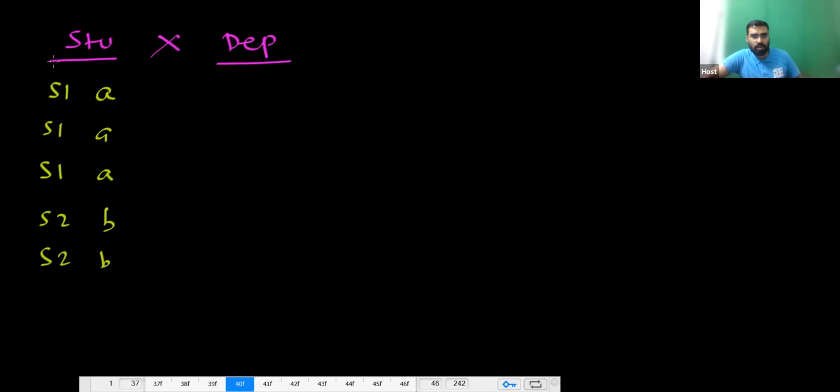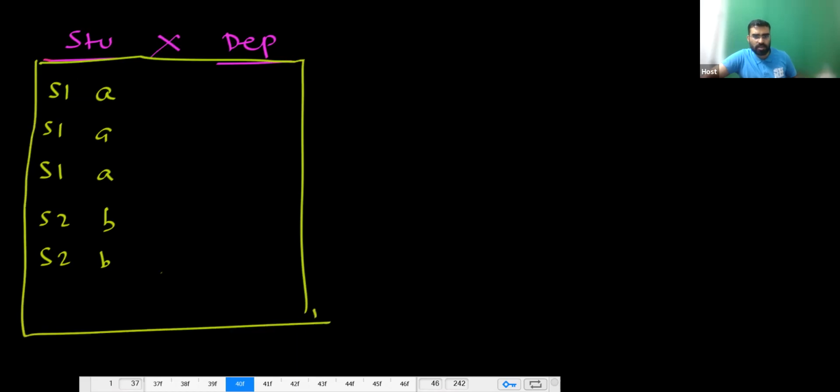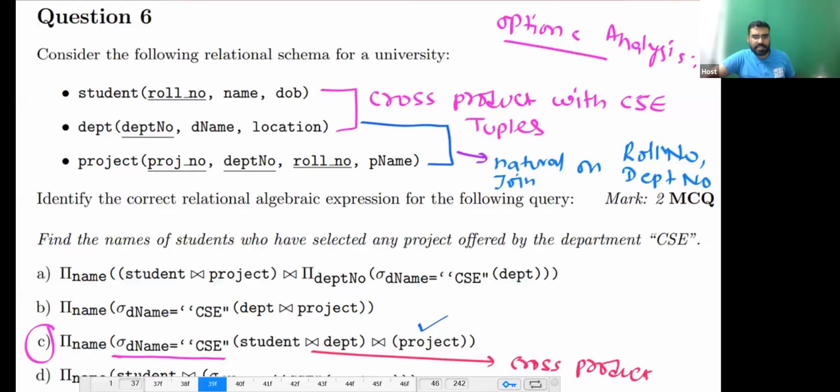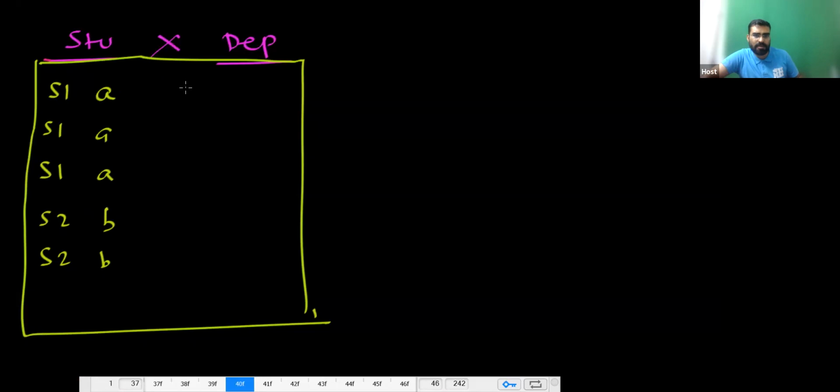In the cross product, I'm talking about the cross product. Okay, I'm not talking about this. In the cross product, what will you get? Something like this you will get. If there is a student with the name A and there is a student with the name B, what will happen? This will match with every CSE tuple, correct? Every CSE tuple. Like here you have the department number.